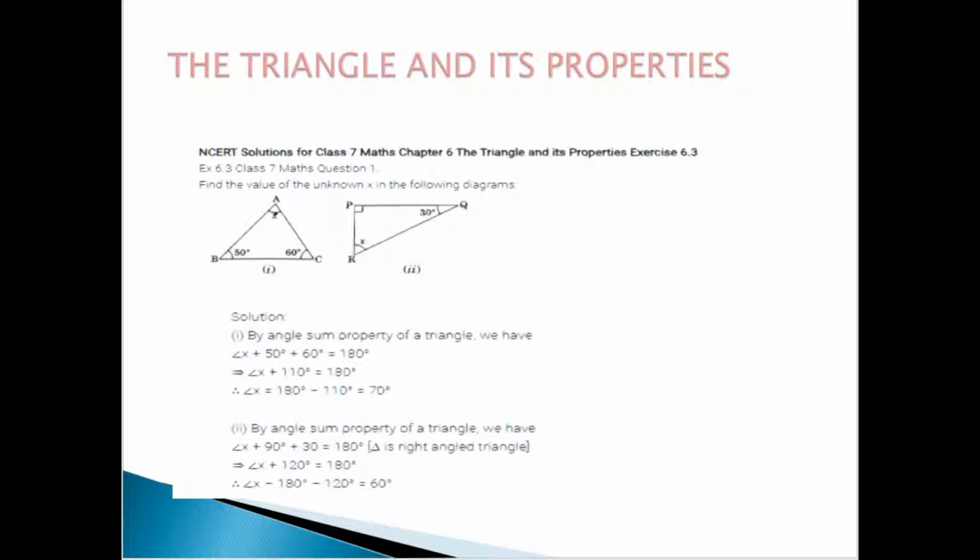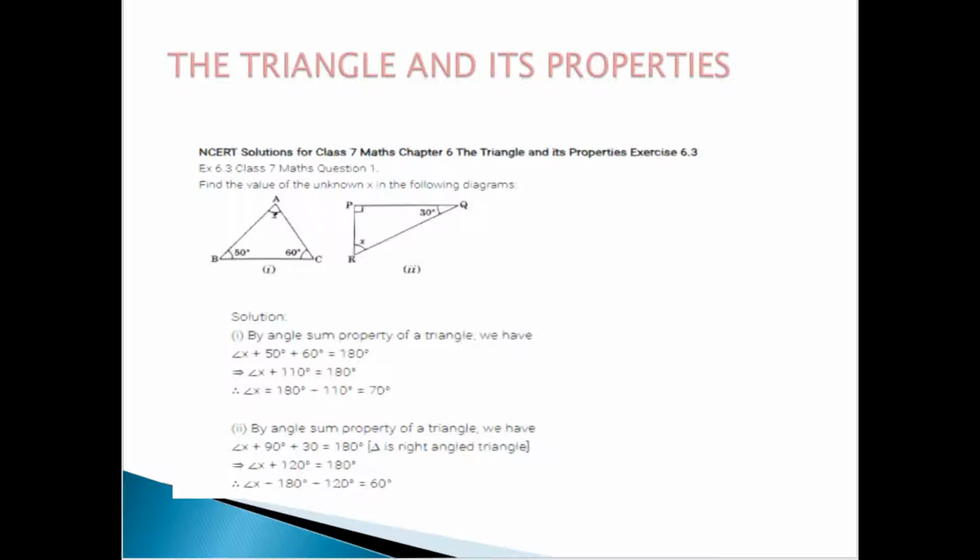So we have to use here the angle sum property, which says the sum of all the angles of a triangle is 180 degree. So x plus 50 plus 60 is equal to 180, and x plus 110 equal to 180. So angle x we can calculate as 180 minus 110 equal to 70 degree.